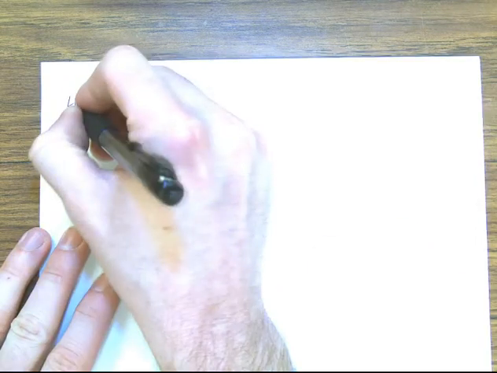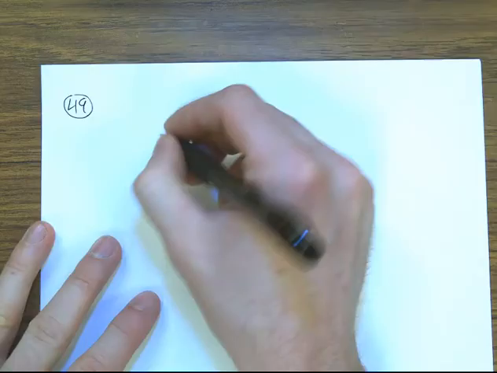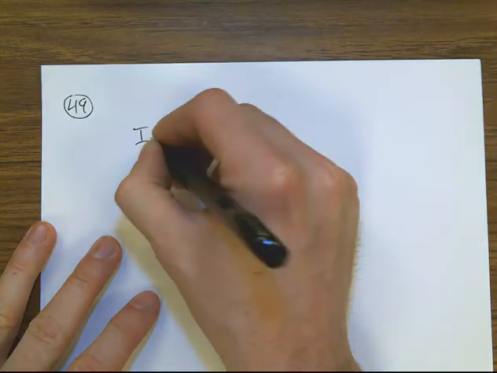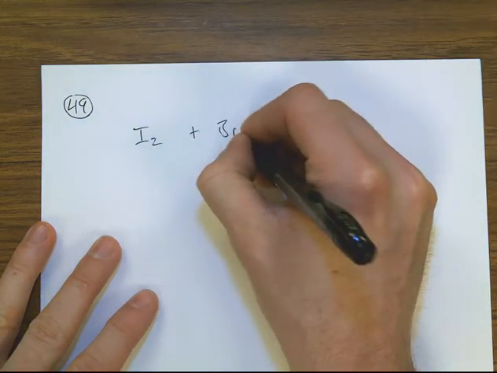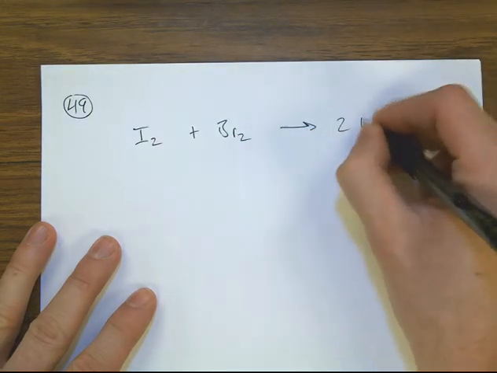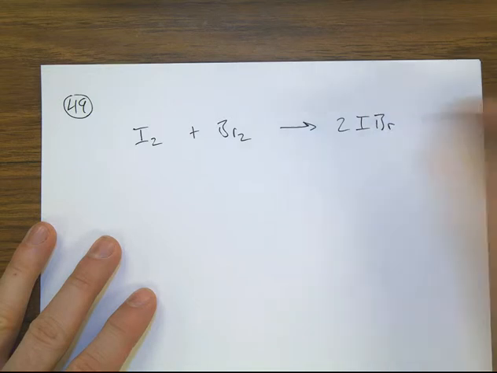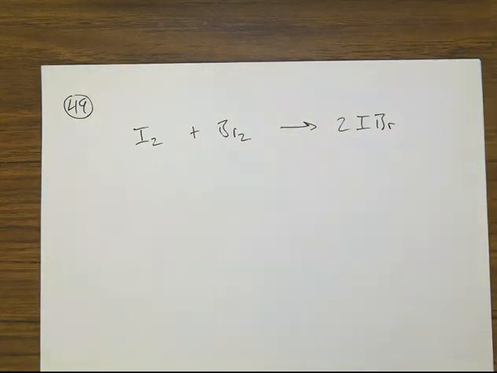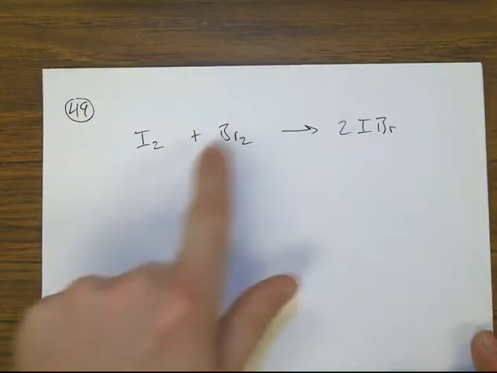Hi, this is Mr. Barron, and I'm going to be showing you how to solve problem number 49 and 59 from chapter 15. Problem number 49 has the following chemical equation given to you. It's iodine reacting with bromine to produce 2 iodine bromide. I didn't write out what the states of matter are because they're all gases.